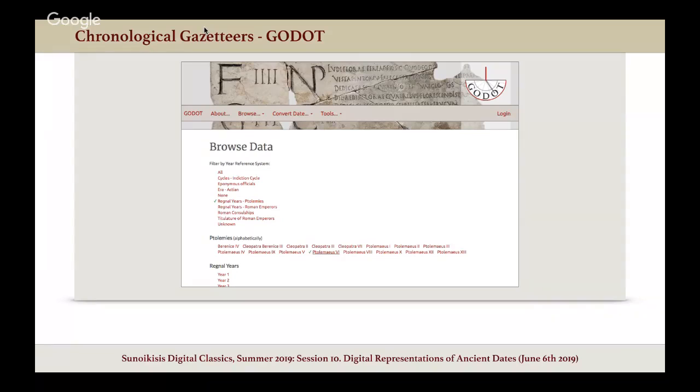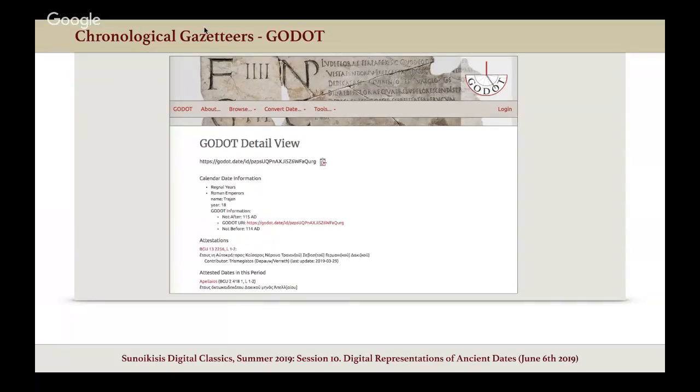So you choose one of these year reference systems, like, for example, the regnal years of the Ptolemies. Then you have a list of all the Ptolemies, and you choose one of them, and then have a list of regnal years. And finally, if you click one of those regnal years, you get the detailed view of a date. In this example, we have year 18 of the Roman Emperor Trajan. And you see that we already have some attestations of that date in some texts, in ancient texts.